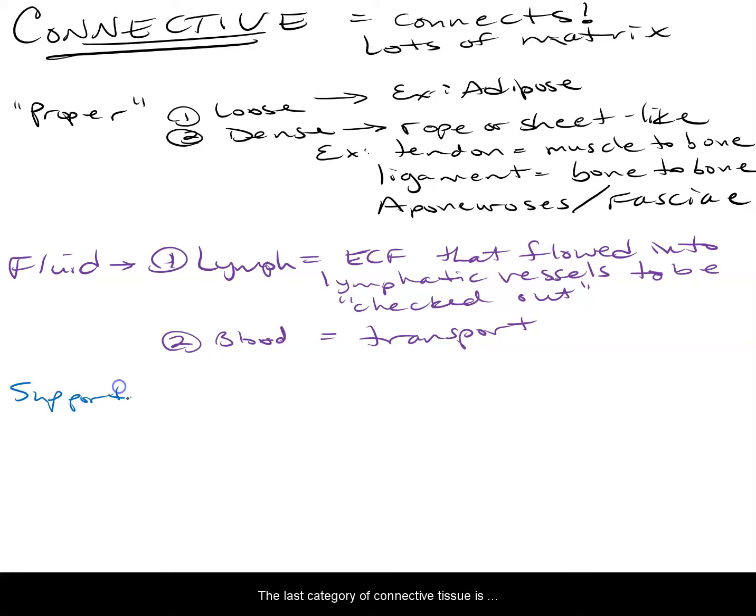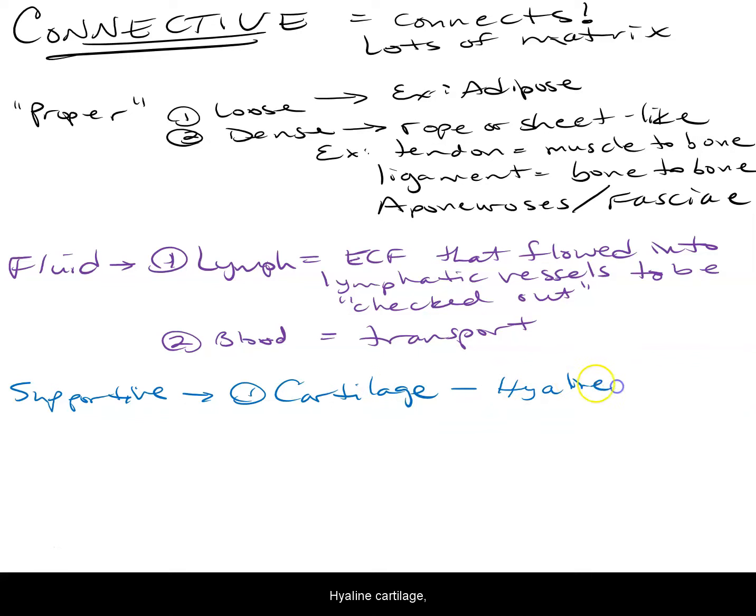The last category of connective tissue is supportive connective tissue. Now, there are two main kinds here. We have cartilage and bone. Within cartilage, we have three types. Hyaline cartilage, which is the most common type of cartilage, and it makes up most of the embryonic skeleton, and then in adults, it's left over at the ends of those bones.